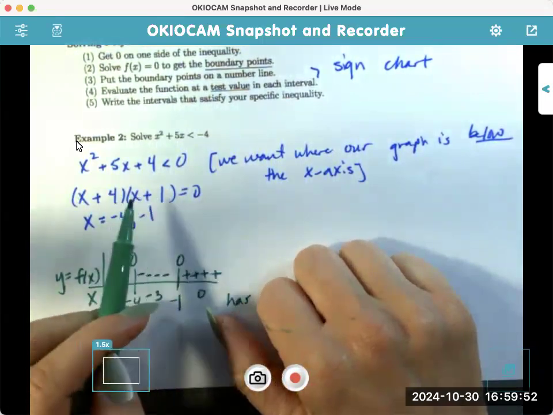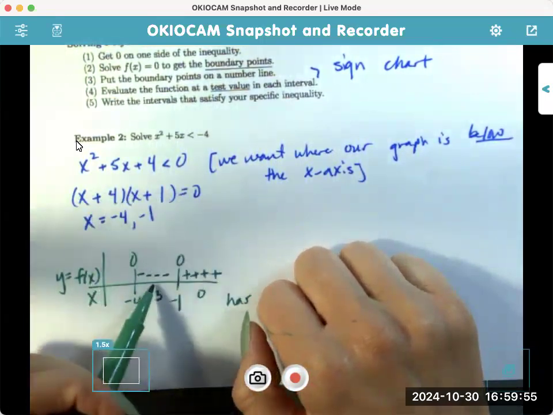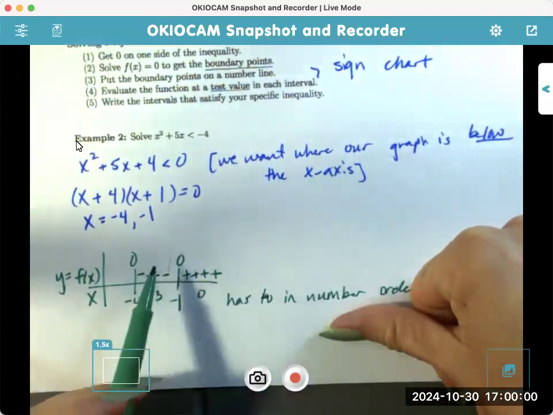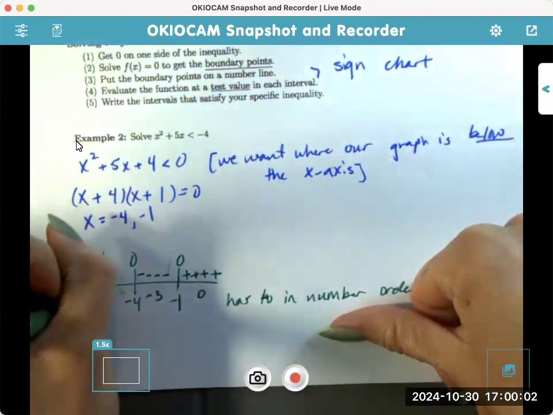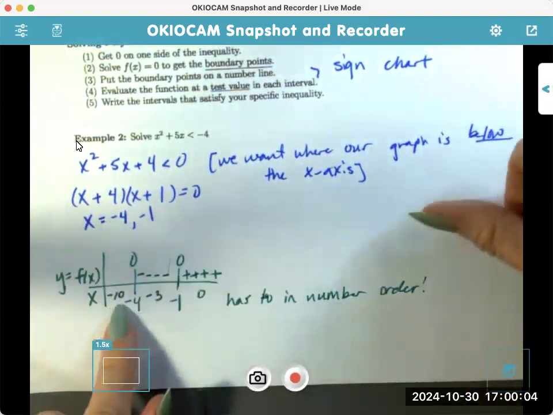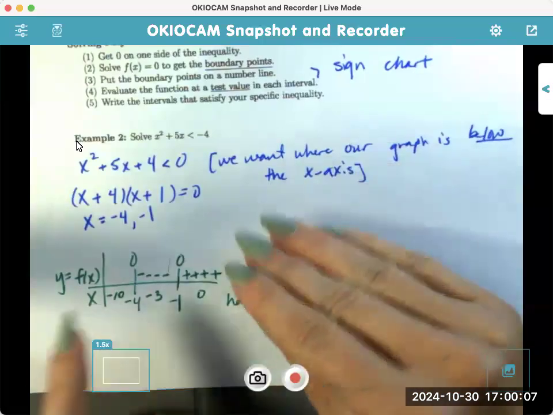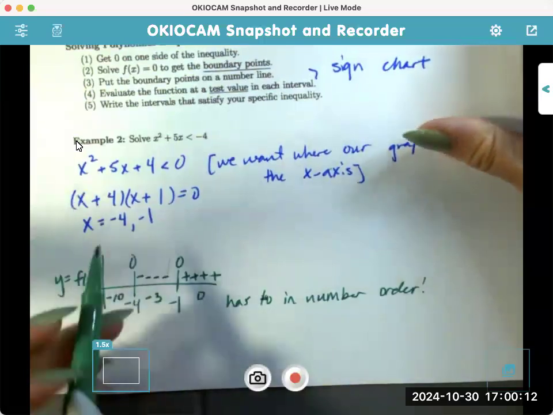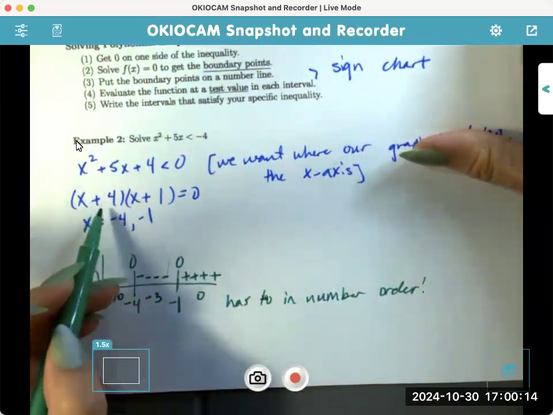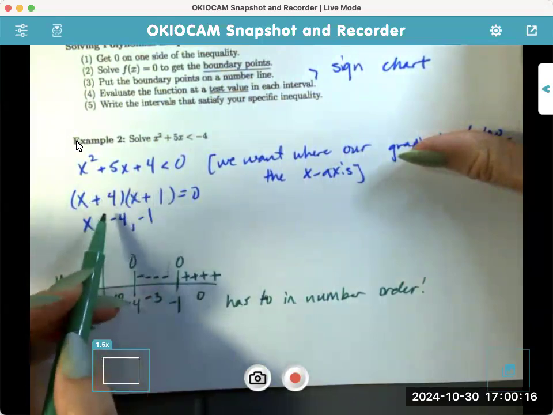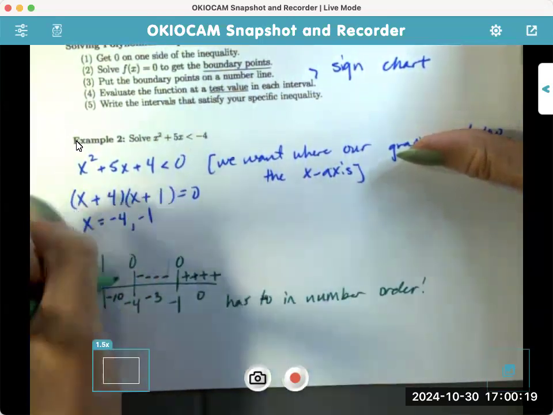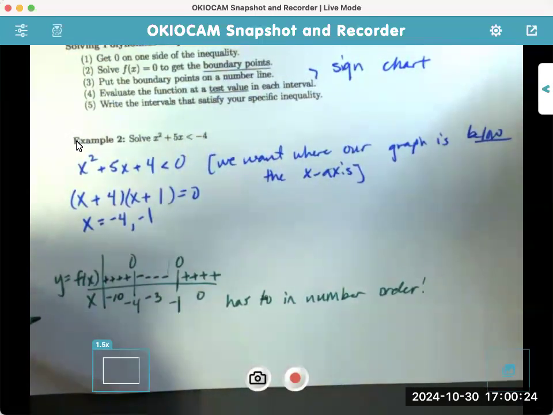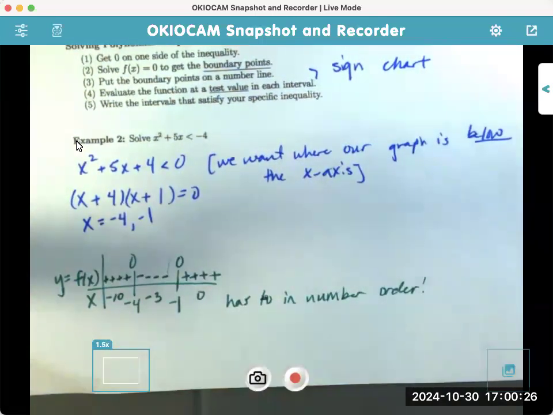Again, I don't care what the number is. I care what the sign is because we want to know where is our graph below the x-axis. That means where is my y negative. Then my next favorite little Goldilocks test value number, -10. Not too big, not too small. It's just perfect. So if I pop in -10, that's a -6 times a -9, but a negative times a negative is the positive, and that's really all I care about. Okay, and there we go. So here, this is our sign chart.